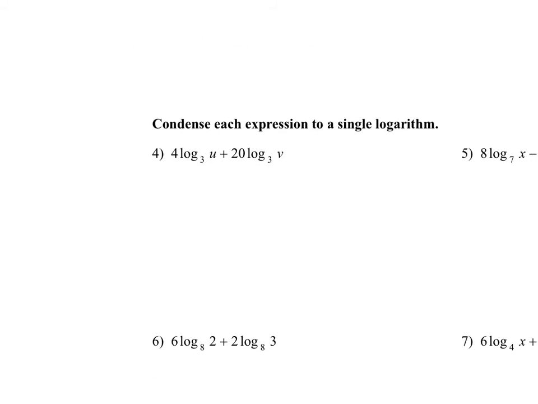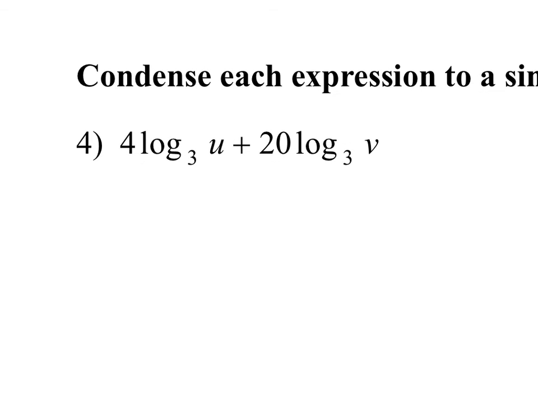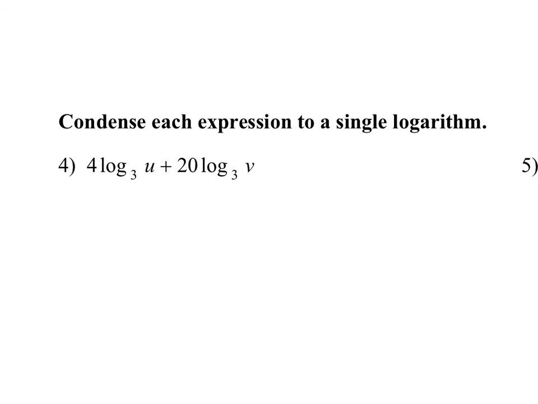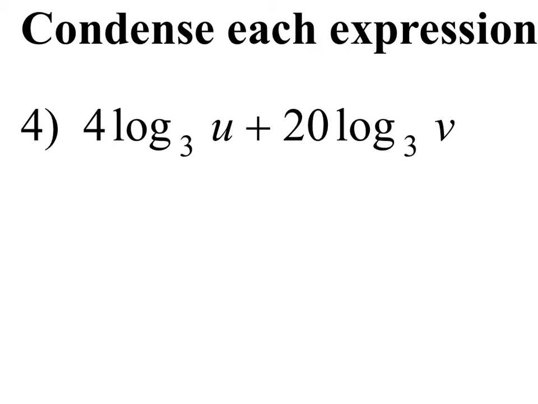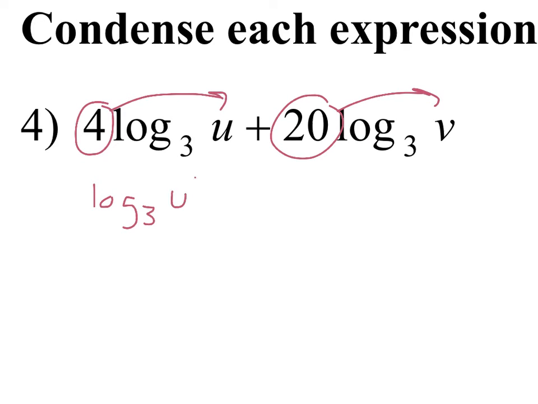Okay, let's go to number 4. So we need to condense each expression into a single logarithm. So here, the first thing we're going to do is take the numbers out front and make them our powers. So the power property. So we have log base 3 of u raised to the 4th power plus log base 3 of v raised to the power of 20.